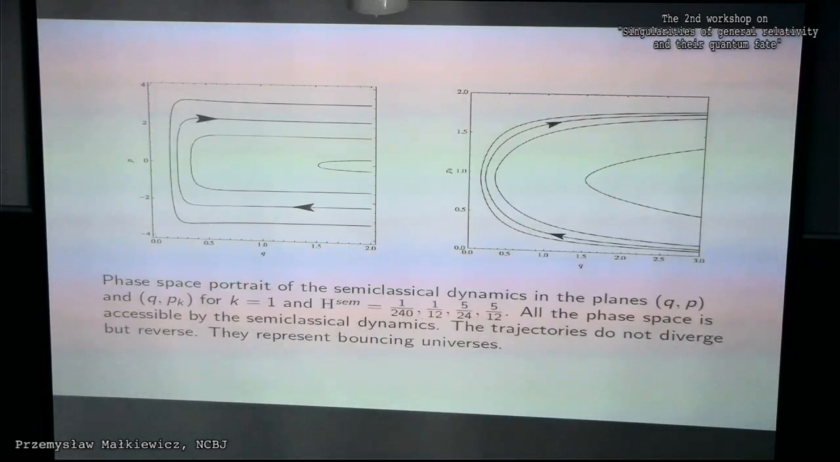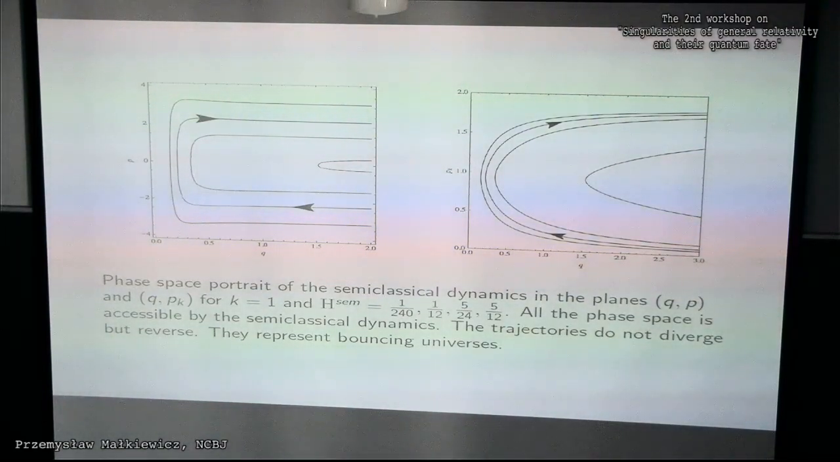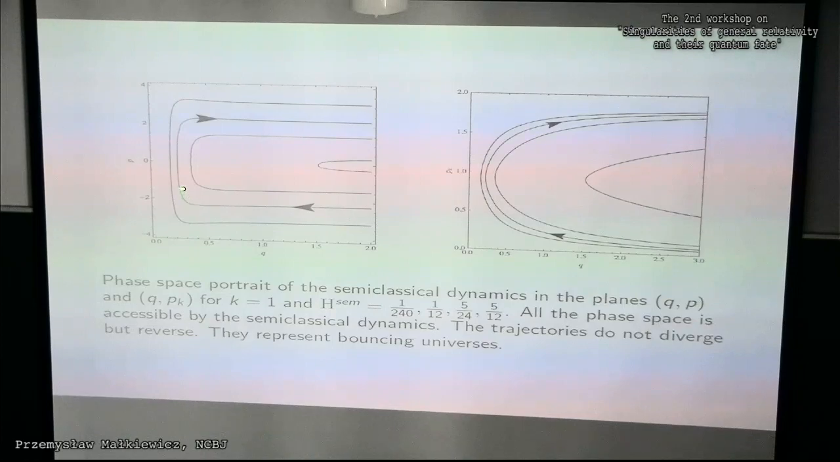Now when you quantize the model and you look at the behavior of expectation values of the respective quantum observables, you will see that there will be some crossing through this classically forbidden region, and the contracting branch will be connected to the expanding, and you will get a bounce. Also, you will have a regular behavior in this shape function.